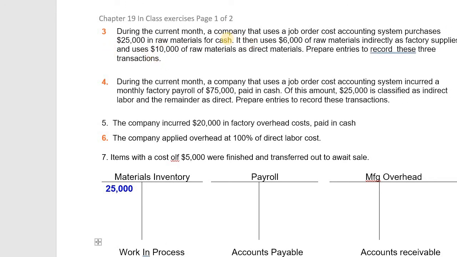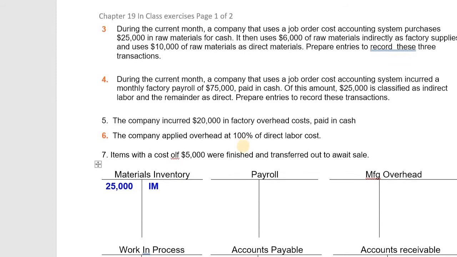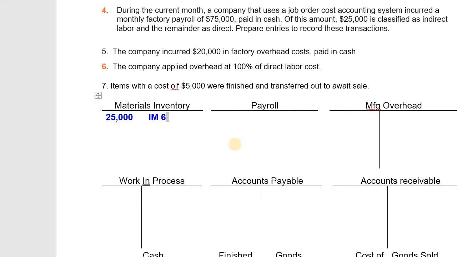All right. Secondly, it then uses $6,000 indirectly as factory supplies. So we're going to take indirect material out of here. How much was it again? $6,000. And it's indirect material, so it goes into our manufacturing overhead bucket. Remember, in our overhead bucket we combine everything: indirect materials, indirect labor, and everything else in the factory that's not direct. It all gets accumulated there.